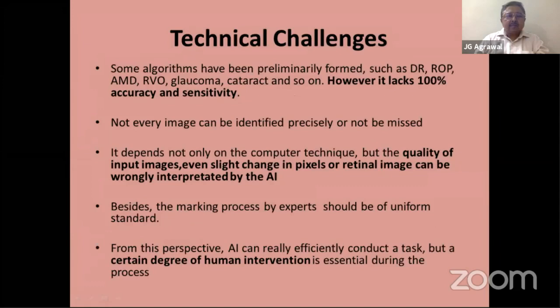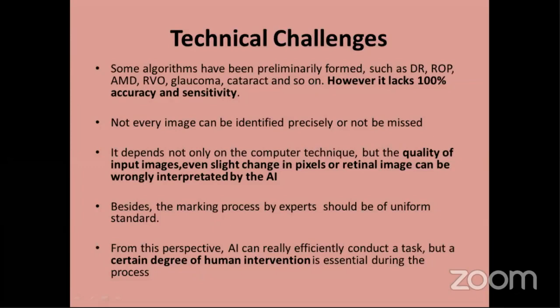So there are various technical challenges, or you can say lacunae, which are still there in the artificial intelligence system, because it works basically on the data provided to it, and the data which has been labeled or diagnosed by the experts. So it analyzes those things, and based on that, it says what is there or not there. Though it is very useful and correct in saying what it is, it definitely lacks 100% accuracy and sensitivity as of now. And in future, I think it is going to improve.